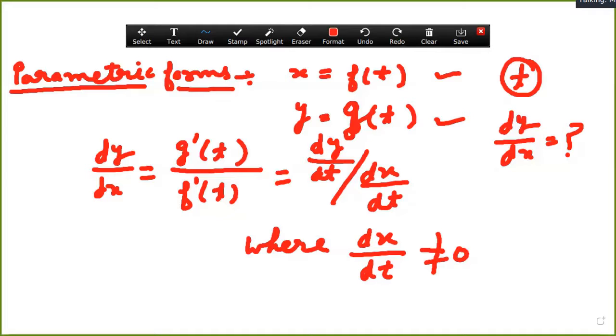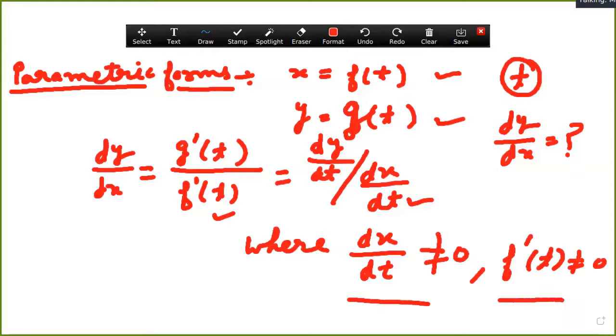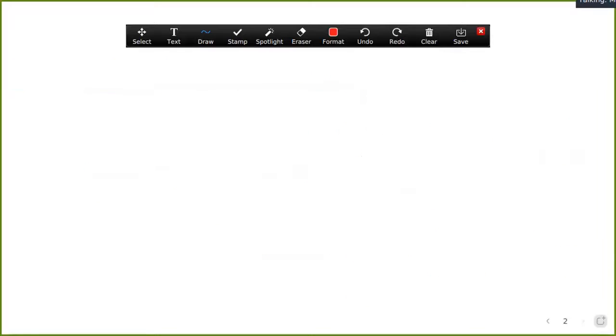As you know, if it is 0, the function will not be defined. You can't divide by 0. Both ways are written here: f dash t is not equal to 0, or dx upon dt is not equal to 0. You have to remember the denominator should not be equal to 0. Now, here are a few examples. Let's do examples.